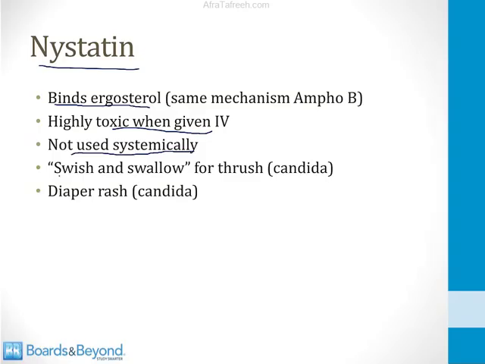The first one is the swish and swallow for thrush. So thrush occurs in immunosuppressed patients who get candida overgrowth in their mouth. They get white plaques in their mouth, and they will swish nystatin and then swallow it, and this will eliminate the candida. It's also used on the skin for babies who have diaper rash, which is also caused by candida.